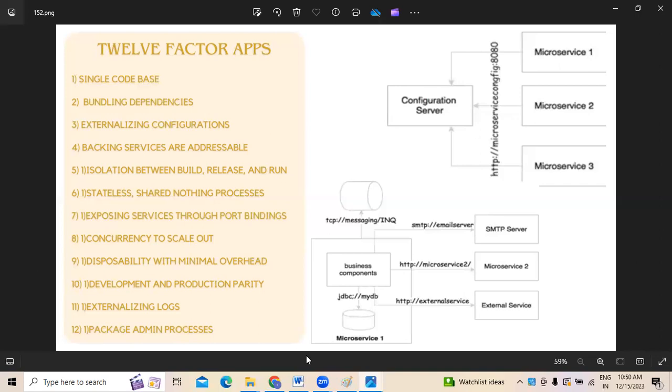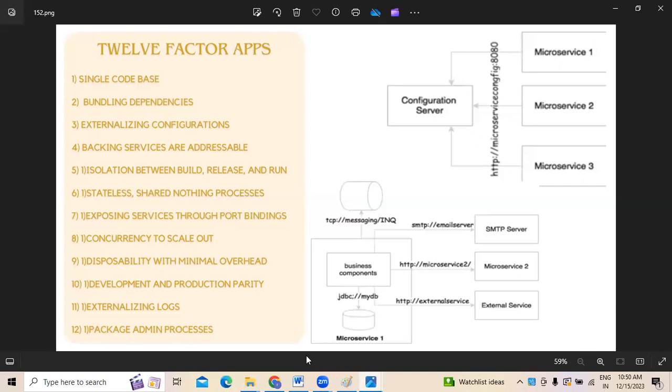Next one is about stateless shared nothing processes. This is the rule which majorly suggests microservices should be designed in such a way that we have stateless functions, and if there is any requirement to store state, we manage it through the backing databases, right?